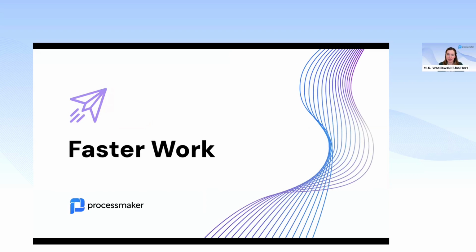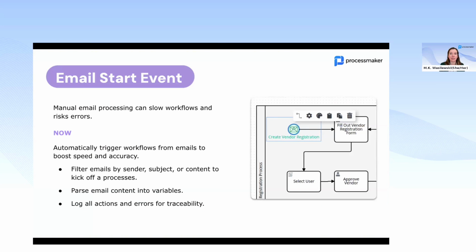All right, let's dive right in with features designed to help your teams move faster. Workflows often begin in an email, but routing those emails manually can be a little bit slow and a little bit error prone. So with email start events, workflows can now trigger instantly from incoming emails. Imagine an expense report arriving in your inbox, and instead of sitting in limbo, it immediately kicks off the approval process. So the result is fewer delays, fewer errors, and processes that start running the moment the request arrives.